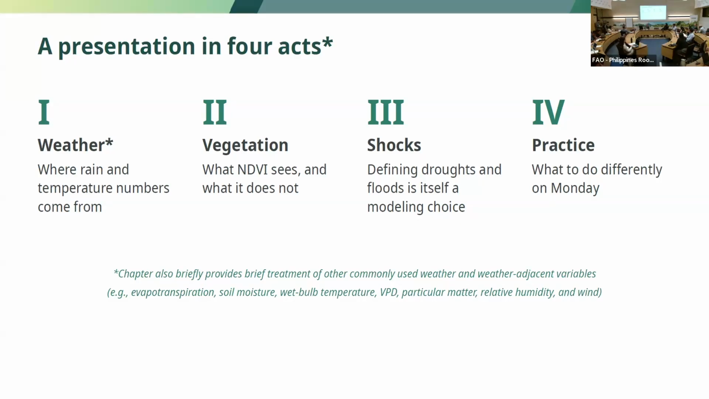Our chapter does go into more detail about a number of other topics. We talk about other weather and weather-adjacent variables: evapotranspiration, soil moisture, wet bulb temperature, vapor pressure deficit, particulate matter, relative humidity, and wind. But these are the main things that we're going to speak about today.